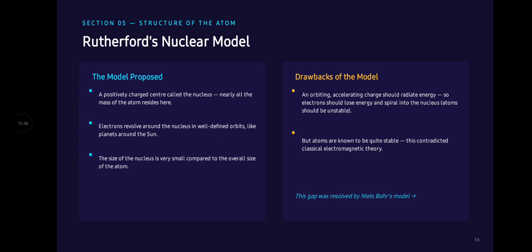Drawbacks of the model: an orbiting, accelerating charge should radiate energy. So, electrons should lose energy and spiral into the nucleus, that is, atoms should be unstable. But atoms are known to be quite stable. These contradicted classical electromagnetic theory. This gap was resolved by Niels Bohr's model.